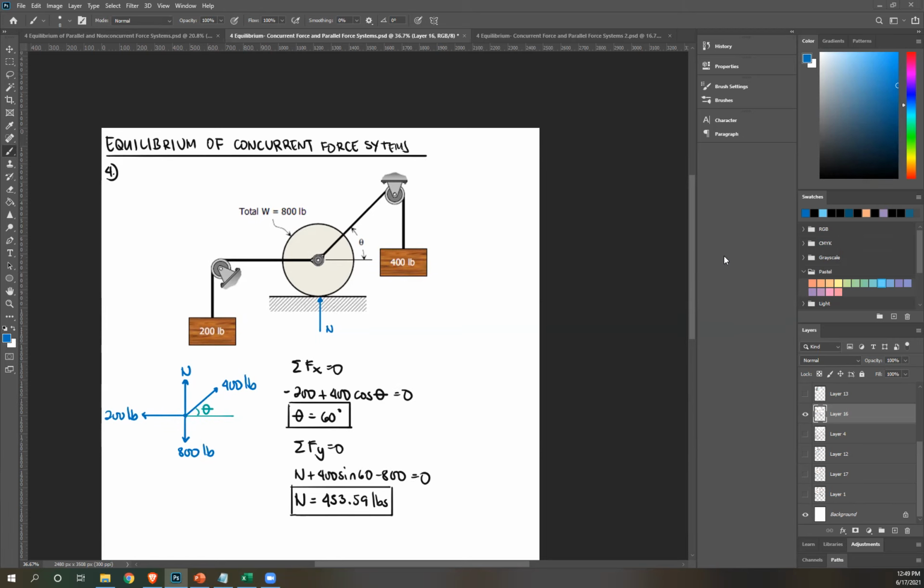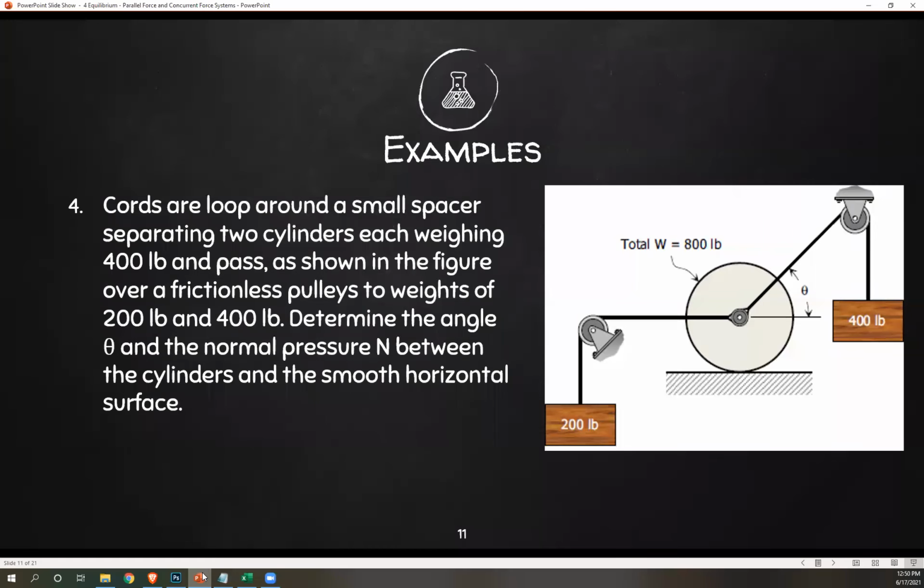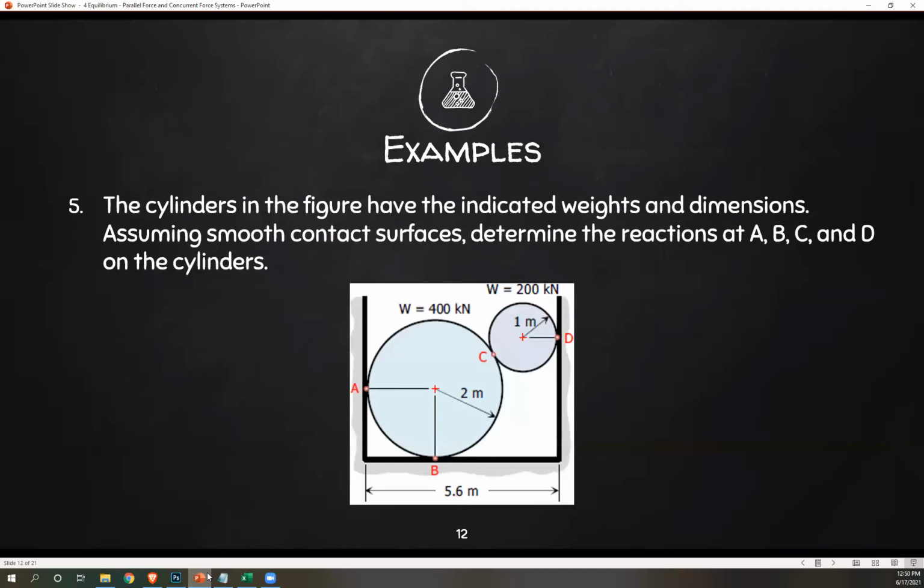All right. So any questions for number 4, please answer in the chat once again. Okay, great. No questions. Let's move on to the final question for equilibrium of concurrent force systems, number 5.